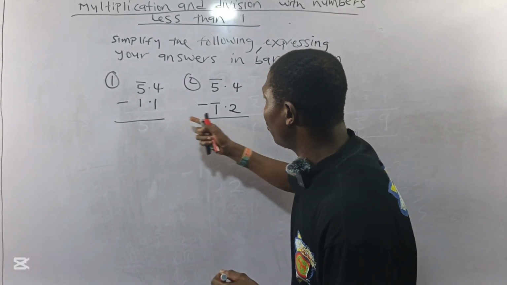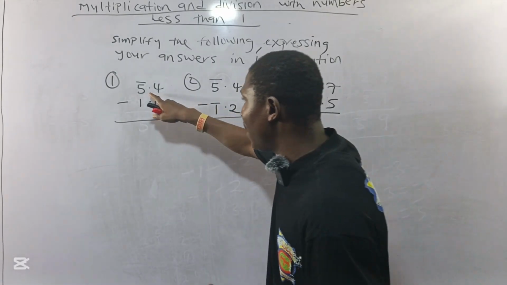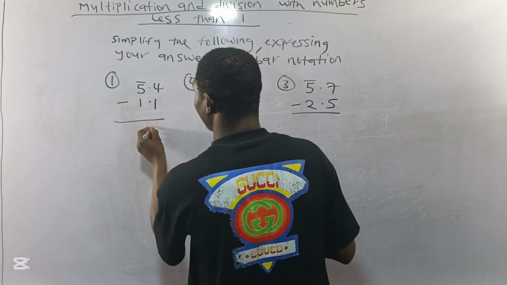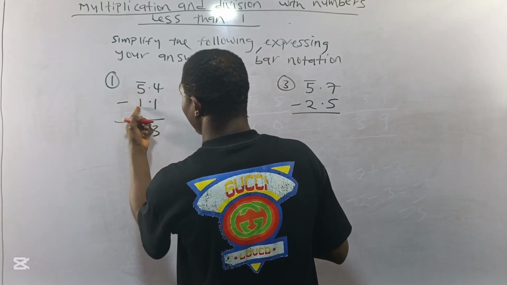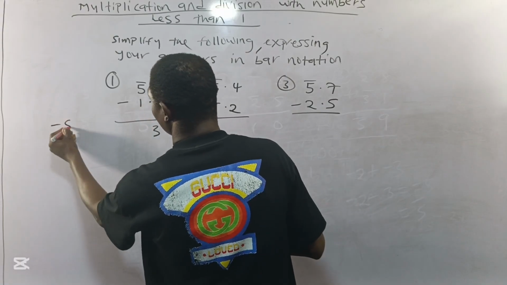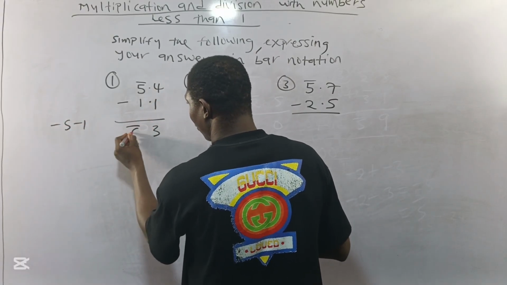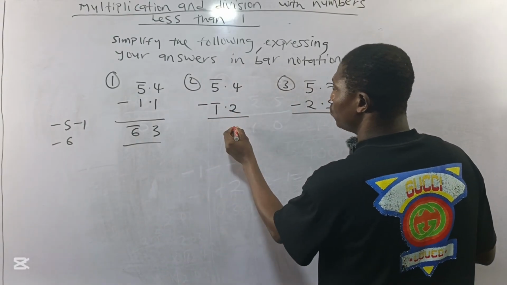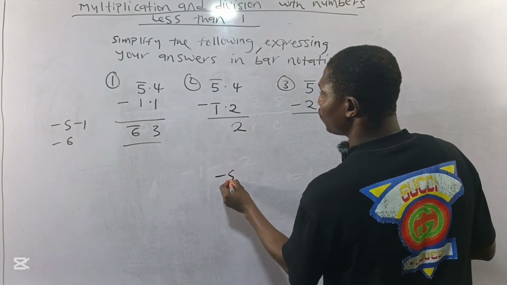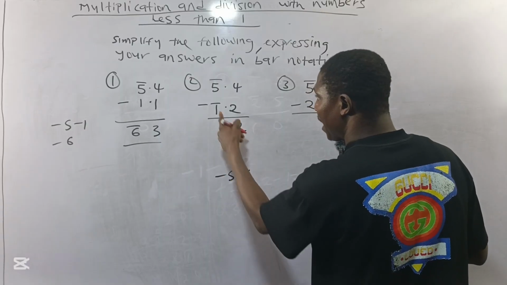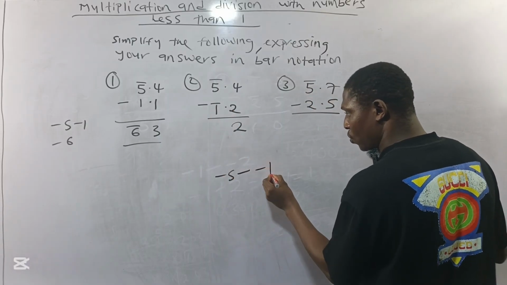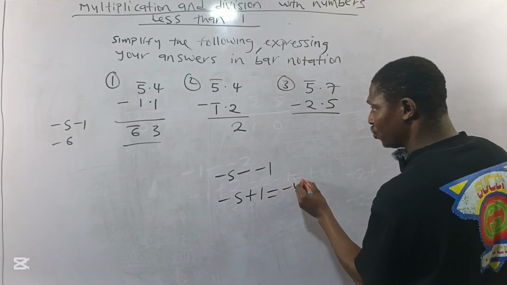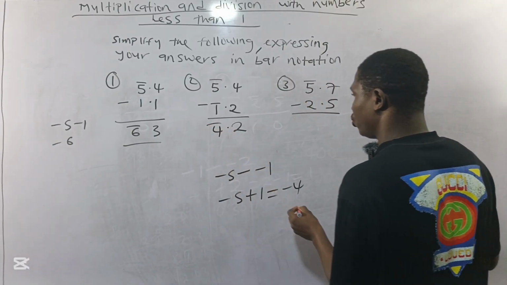So we also have another set of this same question. Bar 5.4 minus 1.1. 4 minus 1 will give me 3. Bar 5 minus 1 will give me minus 5 minus 1, which is minus 6, which is bar 6. Next, 4 minus 2 is 2. Minus 5, which is bar 5, minus bar 1. Bar 1 is minus 1 also. So we have minus 5 plus 1. Minus 5 plus 1 will give me minus 4. So we have bar 4.2.